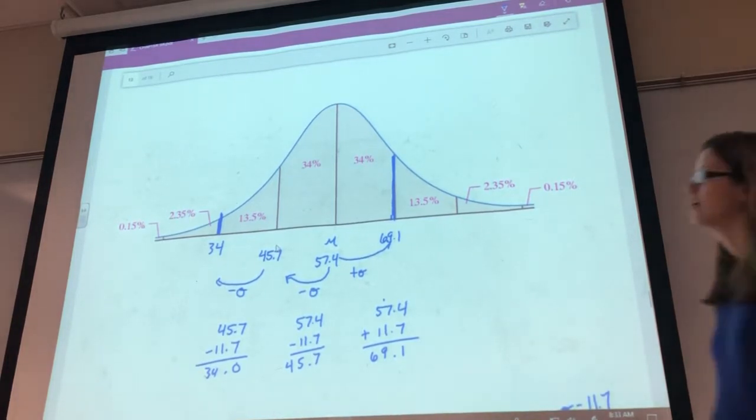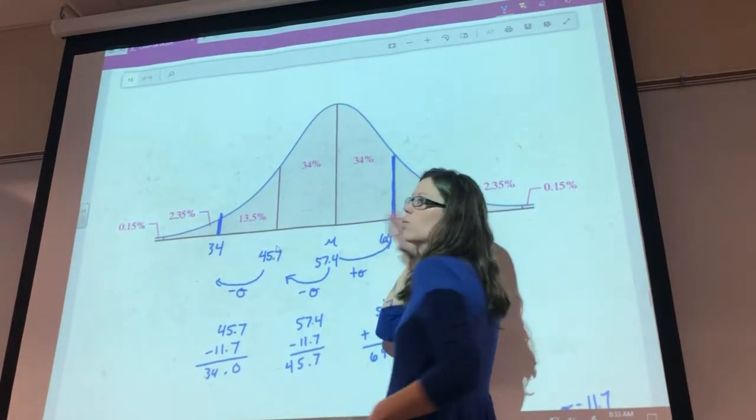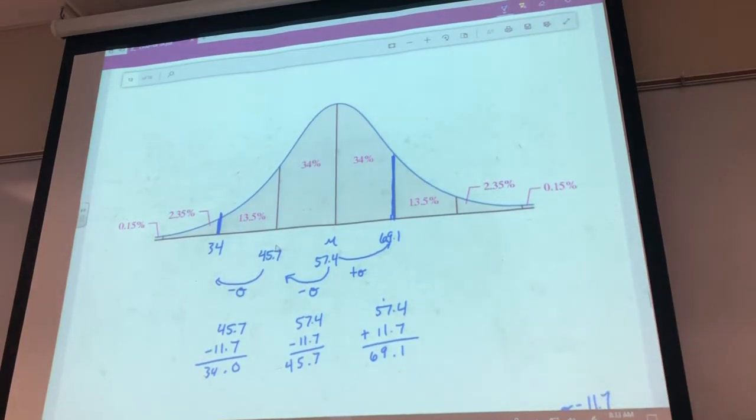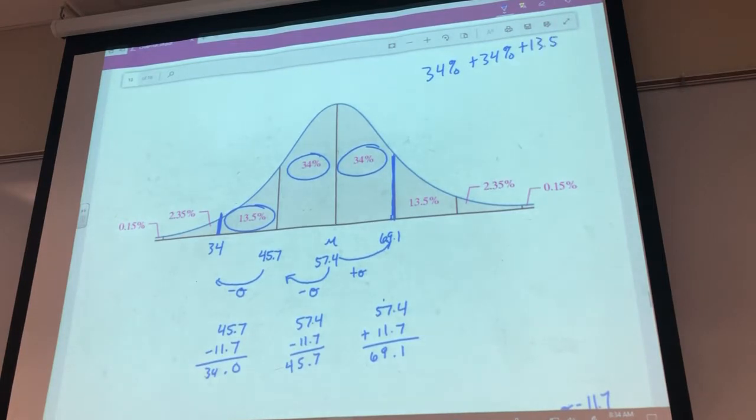So if it was 45.7 and 69.1, those are one standard deviation, and one standard deviation is associated with 68%, that would be your answer. But on the homework, when it's a little bit lopsided and not centered in your bell curve, all you have to do is say I've got this area and this area that are in between my two boundary points. So if I just add those together, I've got 34% plus 34% plus 13.5%.